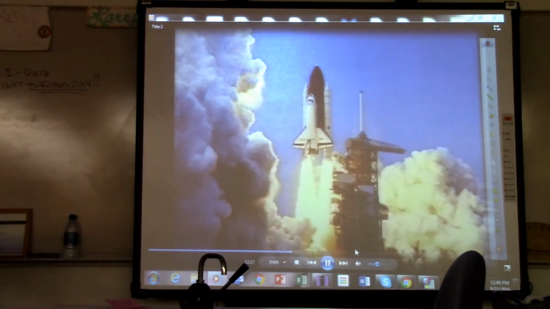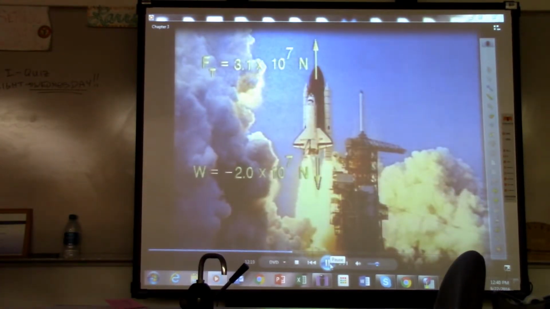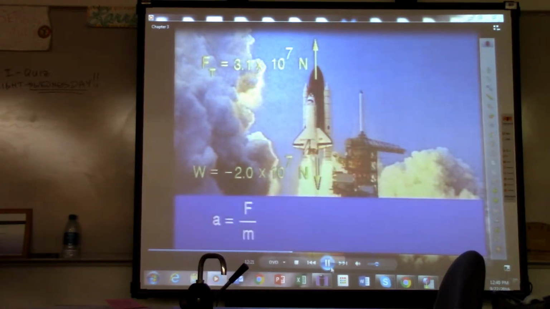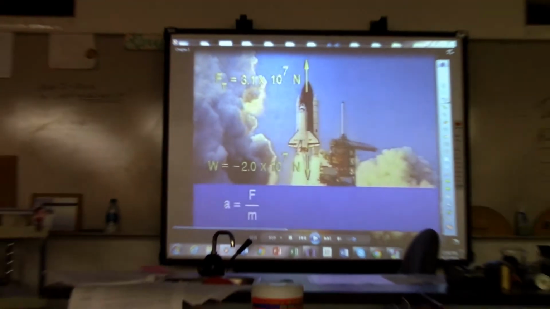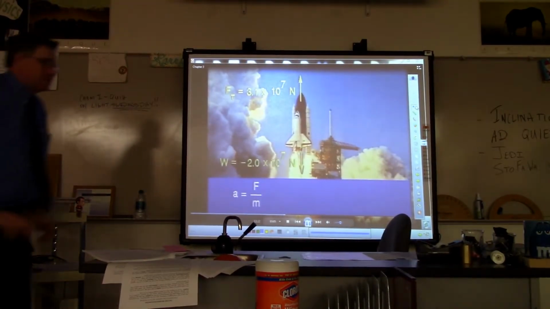The initial upward acceleration can be determined by using Newton's second law of motion. Okay, so this is the heart and soul of what we've been talking about right here.